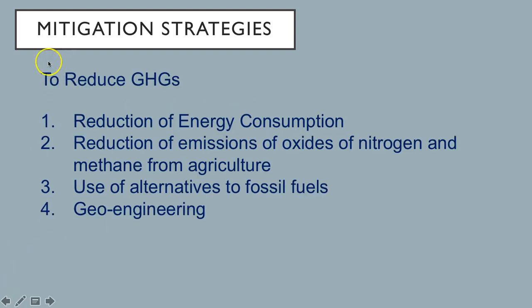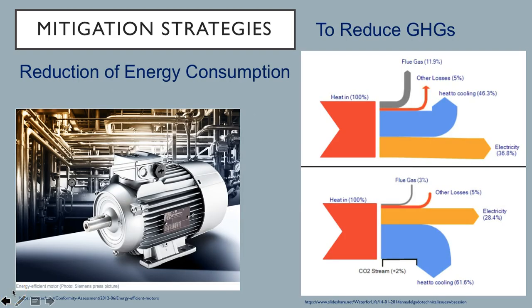First, I will discuss strategies to reduce greenhouse gases. Strategies include reduction of energy consumption, reduction of emissions of oxides of nitrogen and methane from agriculture, use of alternatives to fossil fuels, and geoengineering. A mitigation strategy that can stabilize or reduce greenhouse gases includes reducing energy waste and making more efficient products, like this energy efficient motor, in all industries. This diagram illustrates that technology can yield a higher output of electricity from the same input of heat, reducing energy waste and greenhouse gas emissions.